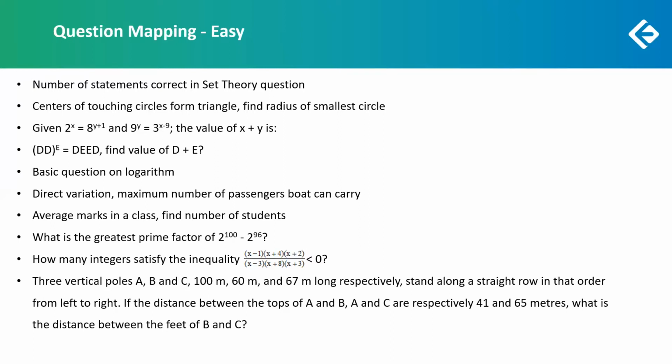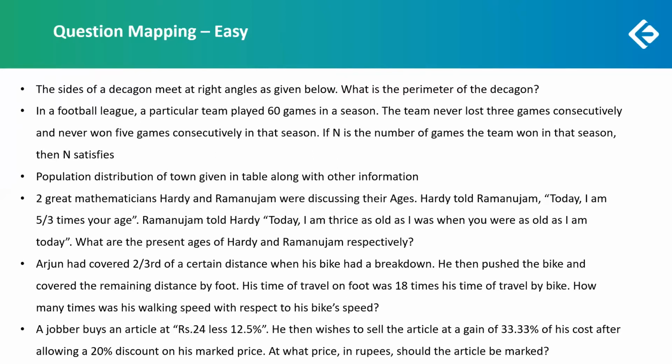So continuing with the easy questions, we had a question in which we had a decagon, which has 10 sides. That figure was given, and the sides were meeting at right angles. We had to find the perimeter. This was a very logical question. Just through observation, without even putting pen to paper, we could have solved this.